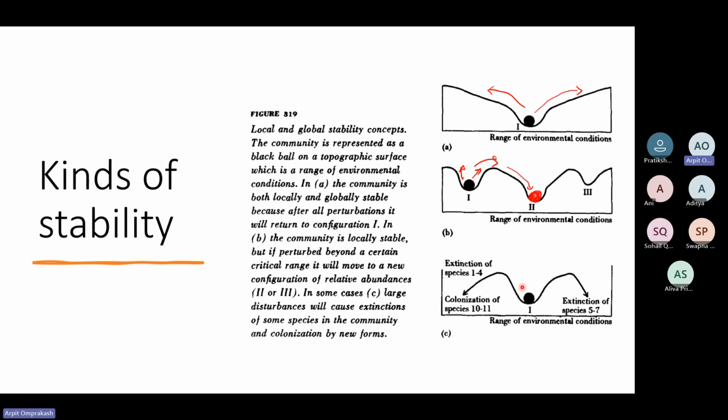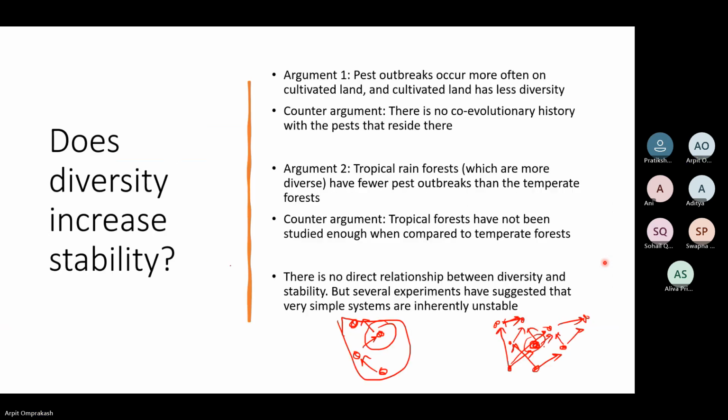In the third case, if you push a community too much, it leads to a lot of extinctions and colonizations, and the community changes fully. Then people say that diversity increases stability. So does diversity increase stability?